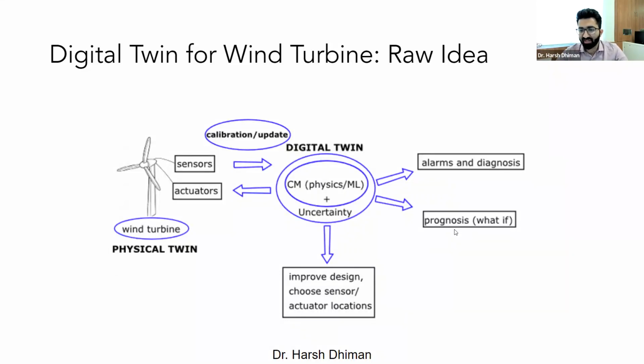So it is a what if analysis. What if this happens? What if you take this corrective step? What if the turbine lifetime improves? So those are the kinds of decisions that can be taken from this digital twin.